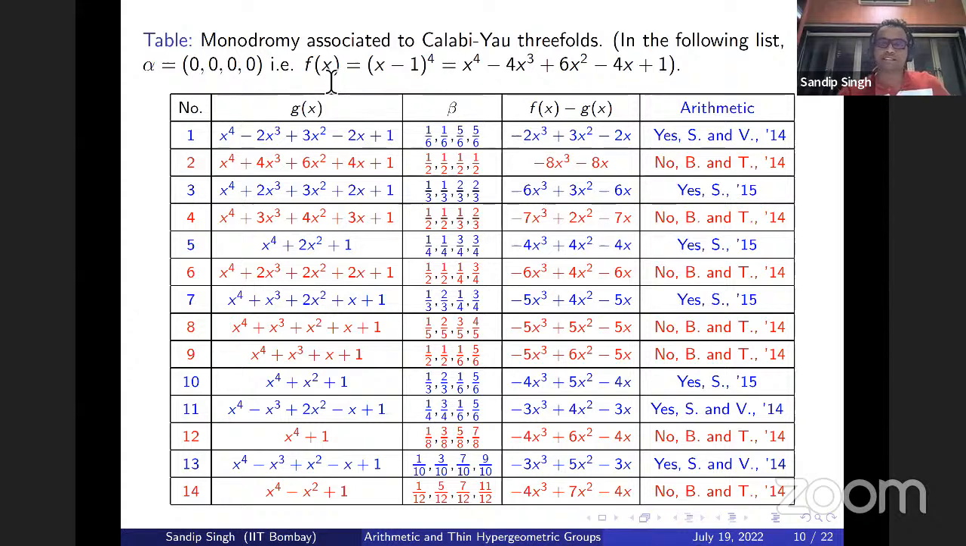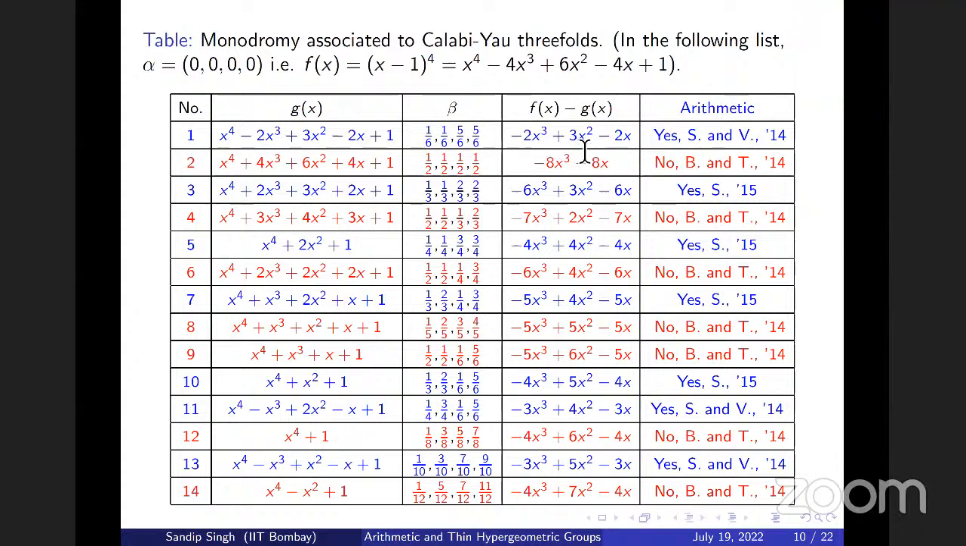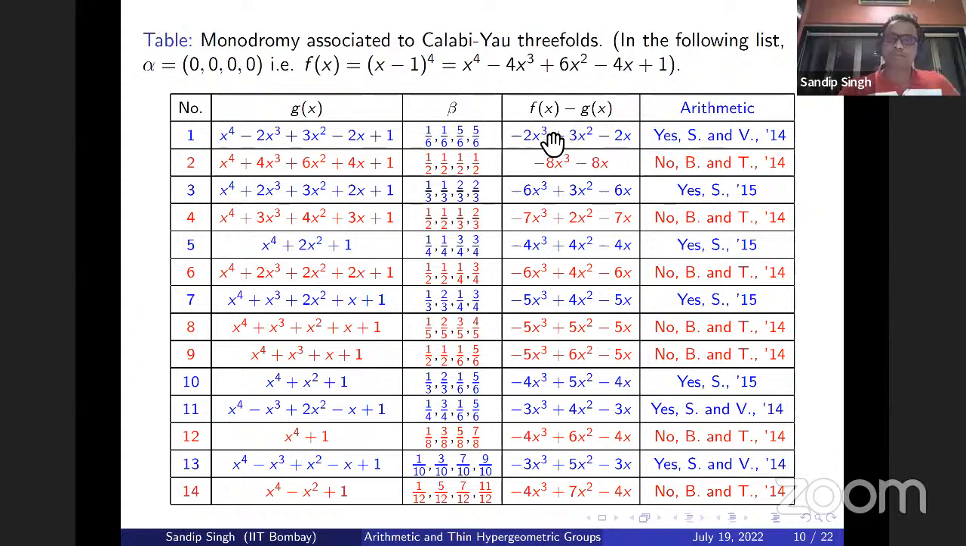These are the pairs for which the corresponding hypergeometric group is symplectic. And the interesting thing is, in case number 1, if you look at F minus G, the leading coefficient of F minus G is minus 2. So just by looking at the leading coefficient, which turns out to be minus 2 here, with absolute value 2, one can immediately say that the corresponding hypergeometric group is arithmetic, just by using our theorem. Okay?